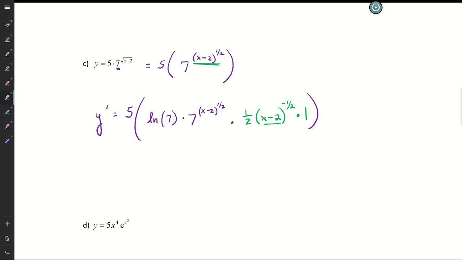Right now, it's a matter of simplifying this down. And I know right now it looks a little bit ugly. Okay, the first thing I'm going to do is just rearrange. You'll see we have this 1/2 kind of stuck in the middle. We have the 5 that's on the outside. Why don't we just write that as a 5/2? So we have 5/2 and then natural log of 7.